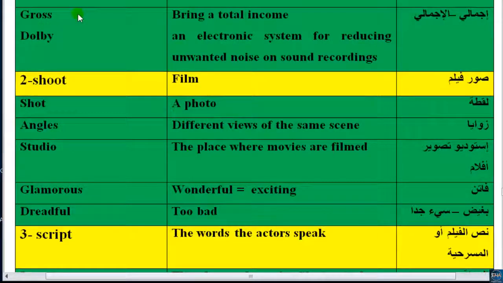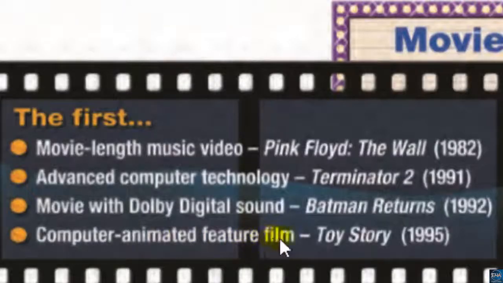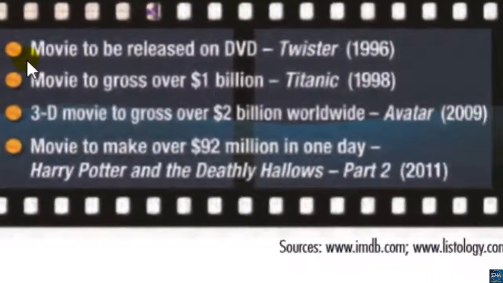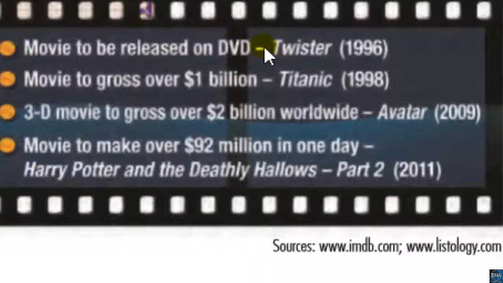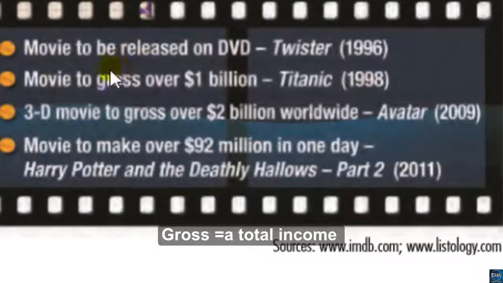Gross: total income. Dolby: an electronic system for reducing unwanted noise. To draw the movie and the scenes of the movie, they used computer programs. It's called Toy Story, 1995. The first movie to be released on DVD, Twister, 1996. So that was the first movie to be stored on DVD. The first movie to gross over $1 billion, Titanic, in 1998. So it was the first movie to have total income. The income of this movie was more than $1 billion.